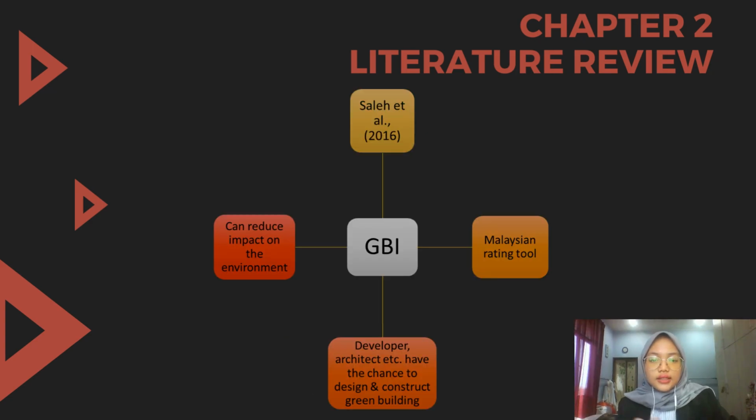So the Green Building Index is a Malaysian rating tool to assess and score a green building according to several criteria. And with these rating tools, it gives developers, architects, engineers, or contractors the chance and freedom to design and construct a green building. And according to research, with these rating tools and the scores and criteria requirements, it can help by reducing impact on the environment, such as air quality, water usage, and so on.